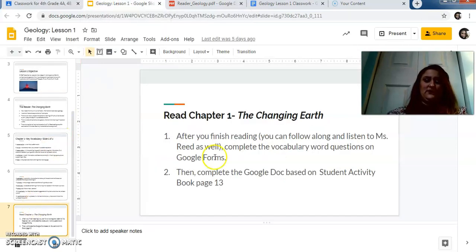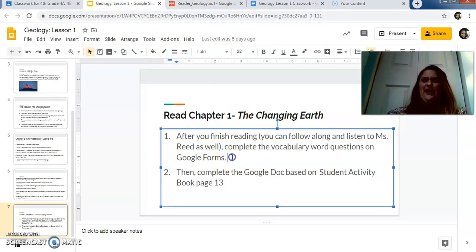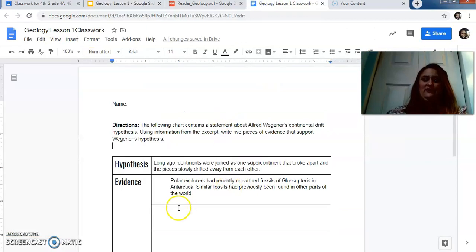So once you have finished reading chapter 1, you can do your Google Form now, or you can wait. It's up to you. You could do it first, you could do it second, but you're going to complete this Google Doc, and we're going to do it together. So I already gave you a little bit of evidence here too. The directions for the Google Doc.